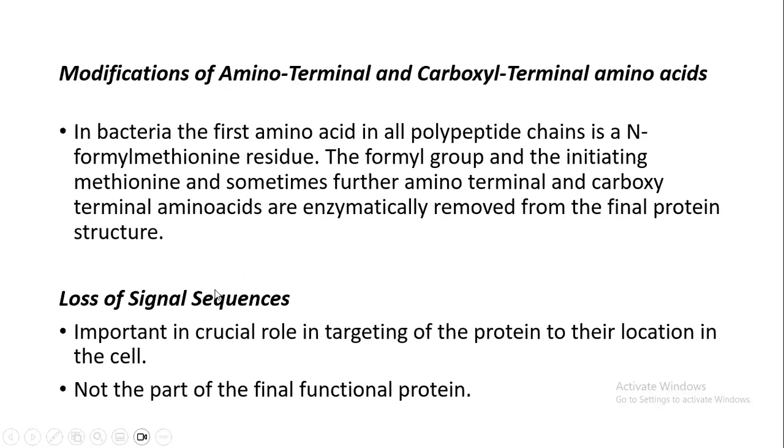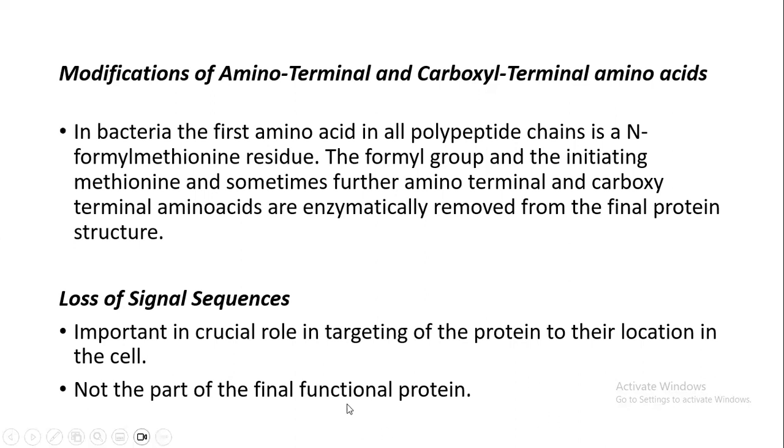First of all, we have modifications of amino terminal and carboxy terminal amino acids. In many polypeptide chains, the first amino acid is usually a formylated methionine residue in the case of bacteria. Majorly the formyl group as well as the initiating methionine residue, and sometimes also the carboxy terminal amino acids, are enzymatically removed and are not present in the final functional protein structure.